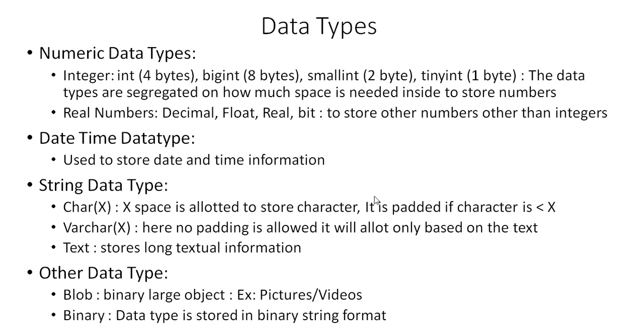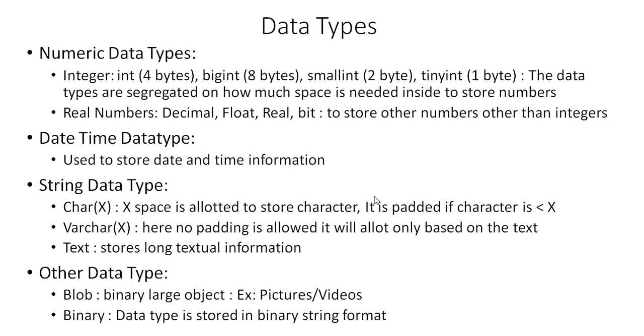Integers can be int, bigint, smallint, and tinyint. They are all differentiated by the memory which is getting allocated. For int, 4 bytes; bigint, 8 bytes; smallint is allocated 2 bytes; and tinyint 1 byte. There are several others like money, smallmoney, numeric.